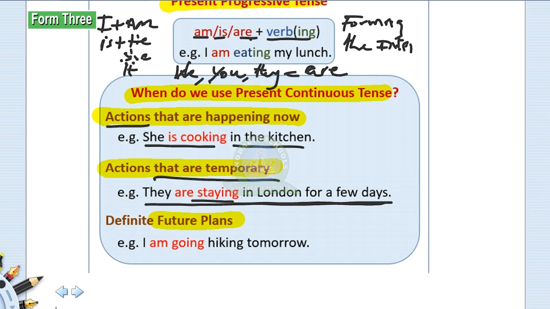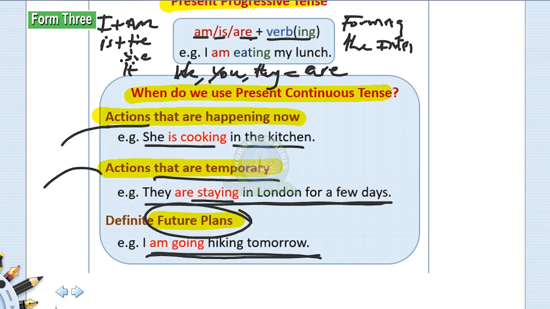And finally, we use present continuous tense for future plans. For example, I am going hiking tomorrow. Or you can say, I am visiting my grandmother tomorrow. Please keep these things in mind: present continuous is used for an action happening now, temporary actions, and future plans. If you keep that in mind, the rest will be easy.